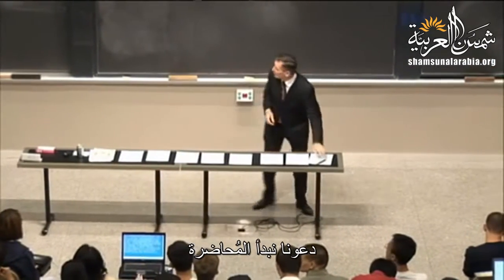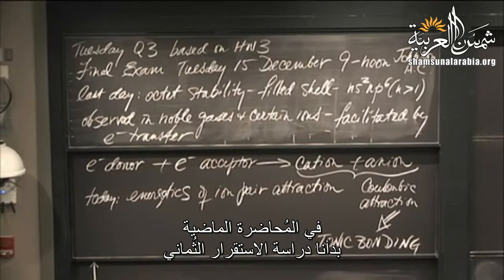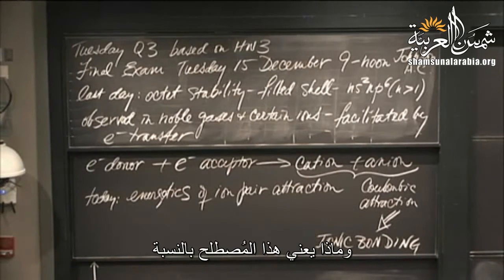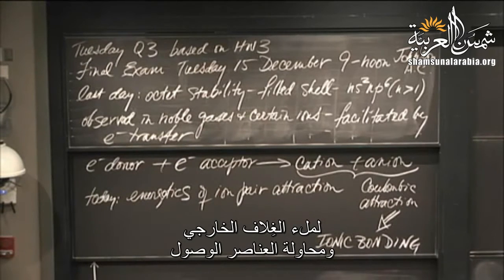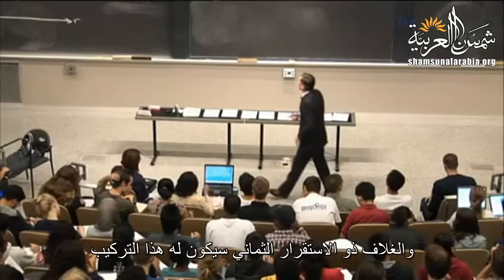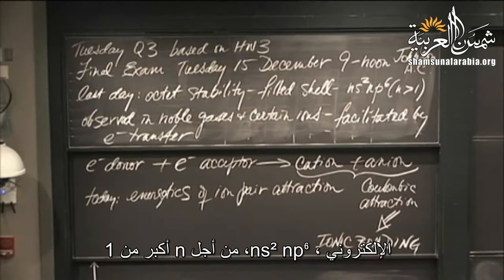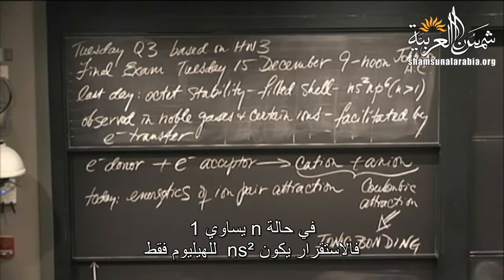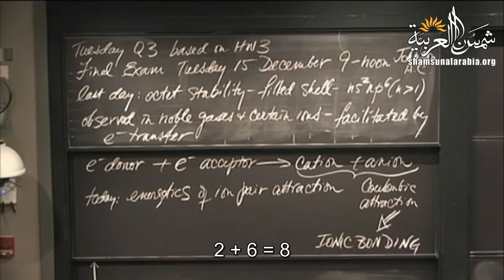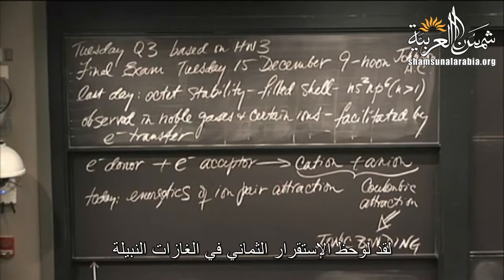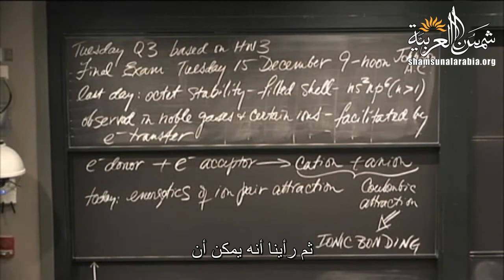All right, let's get to the lesson. Last day, we started looking at octet stability, and we looked at what it means in terms of shell filling and some sweet spot in energy with respect to reactivity. A filled shell leaves us with this electron configuration ns2, np6 for n greater than 1. In the case of n equals 1, there's just ns2 for helium. Otherwise, ns2, np6, 2 plus 6 is 8. There's the octet stability. It's observed trivially in noble gases. And then we saw that it can also be observed in certain ions.